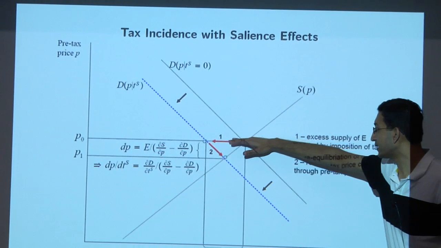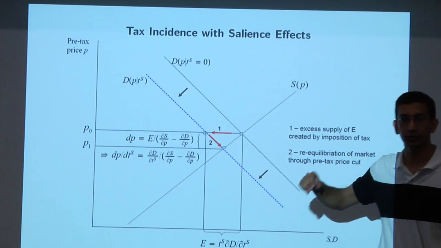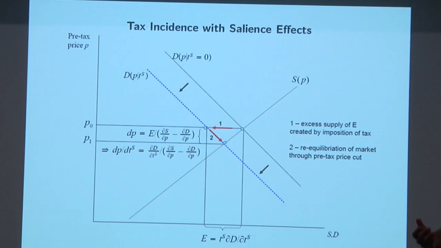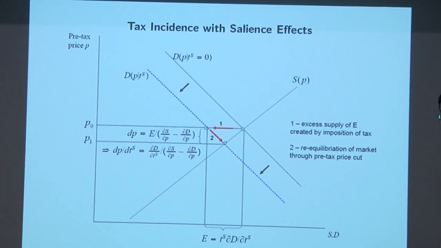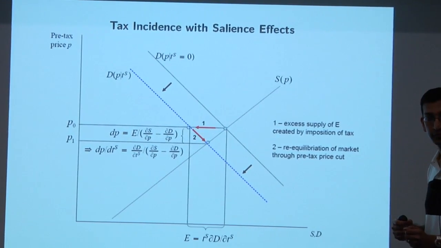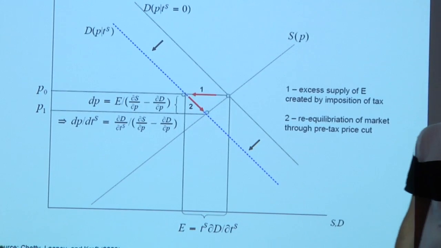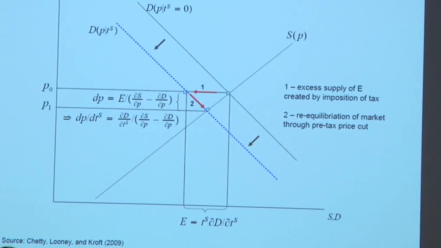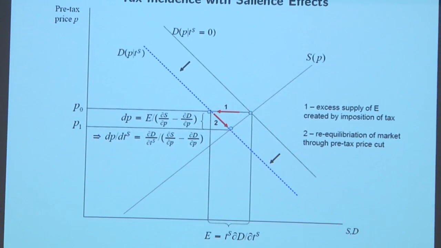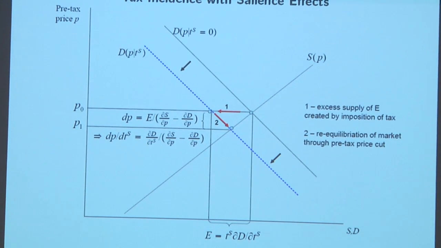The reason I showed you that two-step graph before is that you can do exactly the same thing when you have these salience effects. So step one, demand curve shifts inward when you levy this tax. Now what's different here, how much the demand curve shifts inward is not determined by the slope of the demand curve with respect to price, it's determined by the slope of the demand curve with respect to tax. Okay, so dD/dT and not dD/dP. And so you can see that the size of E is the size of the tax times dD/dT.